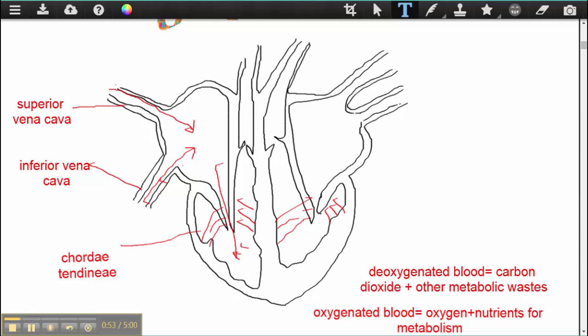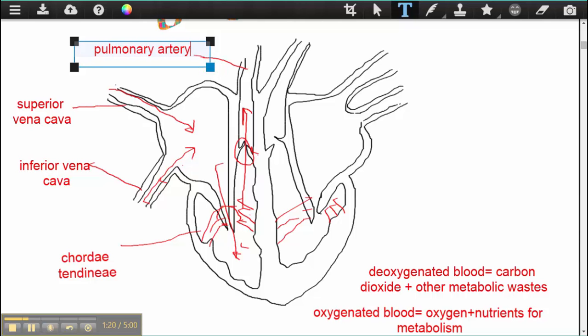Then systole takes place. When this happens, the tricuspid valve closes and the semilunar valve opens. This lets blood into the pulmonary artery. This is the pulmonary artery. And this is the only artery to carry deoxygenated blood. This is because it takes deoxygenated blood to the lungs to be purified.